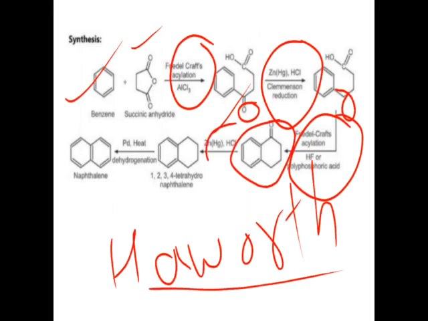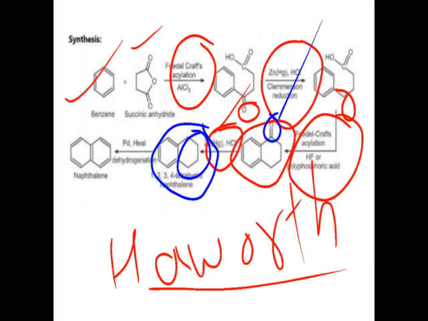Again the reduction reaction takes place. If reduction reaction takes place, what happens? This oxygen is removed, so we are getting this compound. Okay, so this is the saturated part. So to get the unsaturated, to get the double bond, we have to remove the hydrogen. So the dehydrogenation reaction takes place, and after the dehydrogenation reaction we are getting the naphthalene.